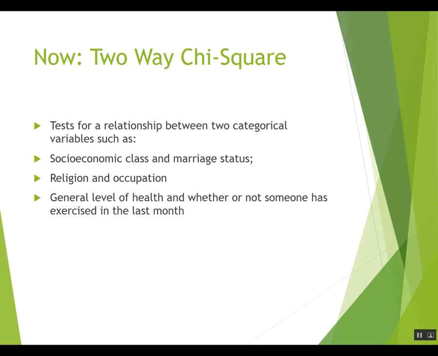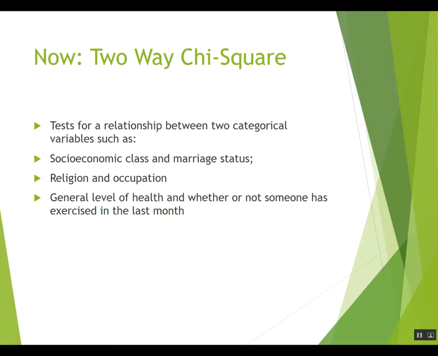Okay, so now we're going to go into two-way chi-square. And it works similar, but it's a little more complicated. So two-way chi-square tests for relationship between two categorical variables. So is there a relationship between socioeconomic class and marriage status? Is there a relationship between religion and occupation? Relationship between general level of health and whether or not someone has exercised in the last month?